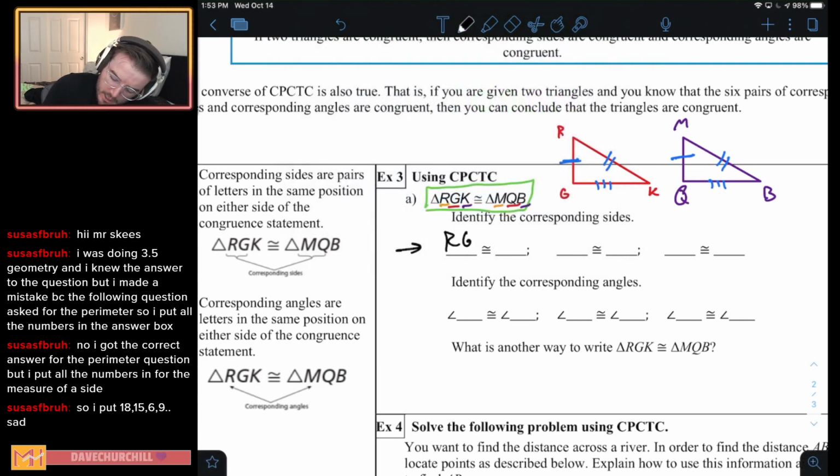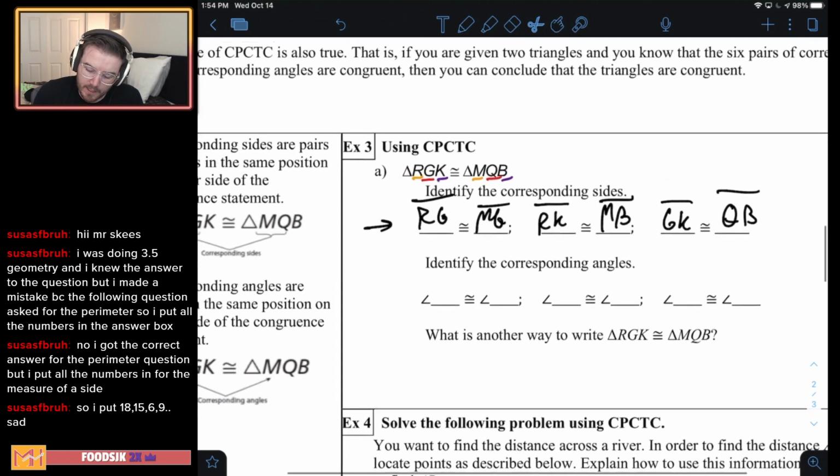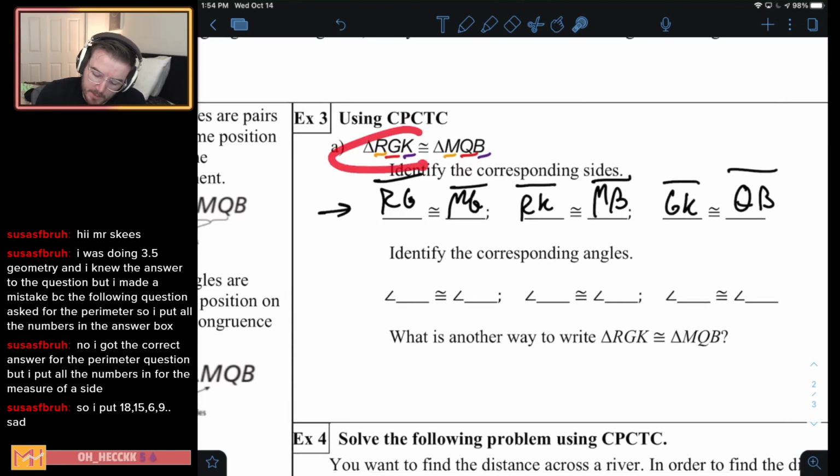So RG is congruent to MQ, this side and this side. And RK is congruent to MB. And GK is congruent to QB. And like I said, as I was starting to say there, we don't even need this drawing, right? I don't even need that because this tells me everything.